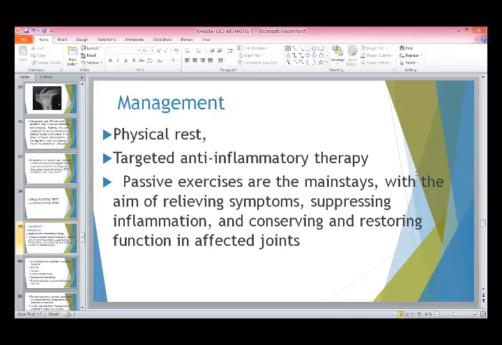What is the management of rheumatoid arthritis? First, physical rest, then targeted anti-inflammatory therapy. Passive exercises are the mainstays, with the aim of relieving symptoms, suppressing inflammation, and conserving and restoring function in affected joints. So the main aims of these exercises are relieving the symptoms, suppression of the inflammation, and conservation and restoration of the function in the affected joints.